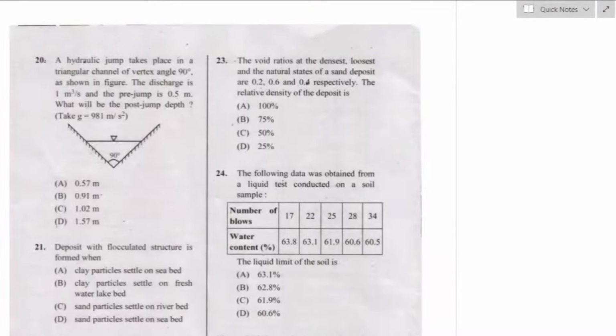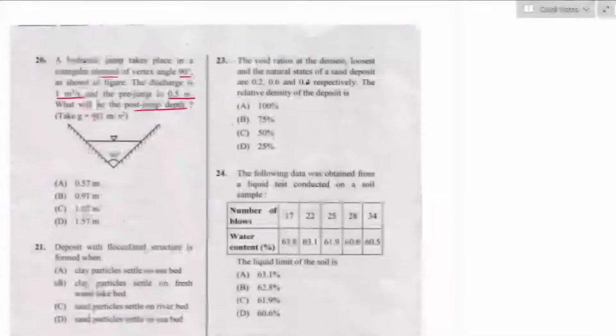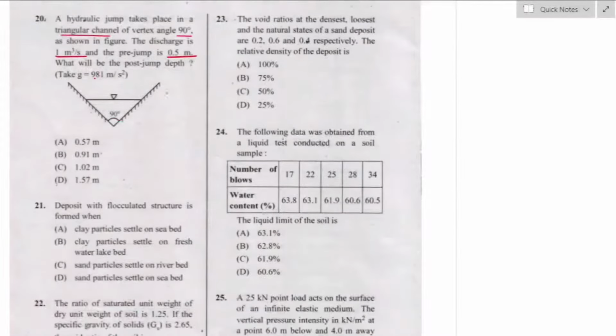Question number 20. A hydraulic jump takes place in the triangular channel of a vertex 90 degree as shown in the figure. The discharge is 1 meter cube per second and the pre-jump depth is 0.5 meter. What will be the post-jump depth, taking acceleration due to gravity as 9.81 meter per second square? So we have to find the post-jump depth, that is y2 is equal to how much? y1 is given as 0.5 meter. Discharge is given as 1 meter cube per second. We know that the specific force will remain constant on both the sides of hydraulic jump.